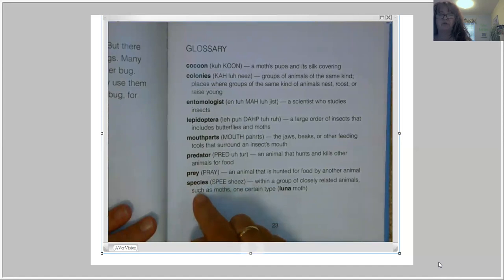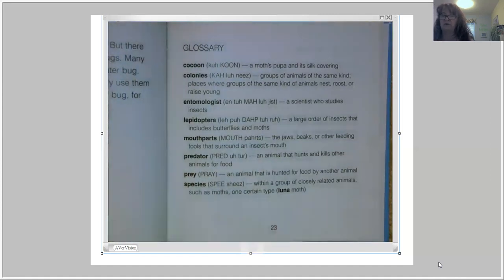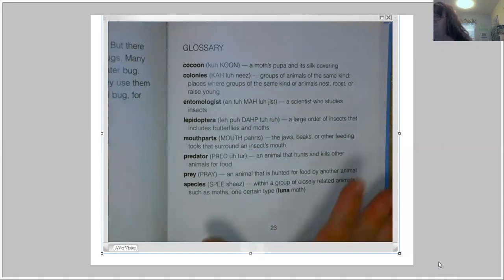Species, within a group of closely related animals, such as moths, it's one certain type. So inside of a big group of animals, there are smaller groups or species, like Luna moths are in the moth category.